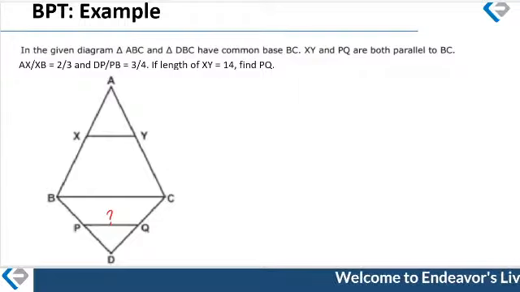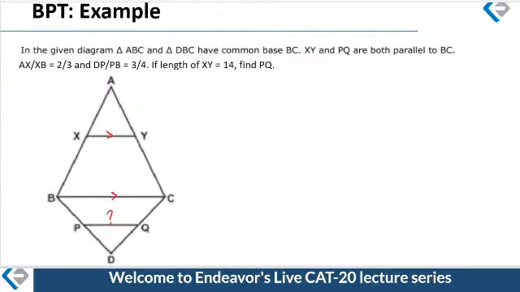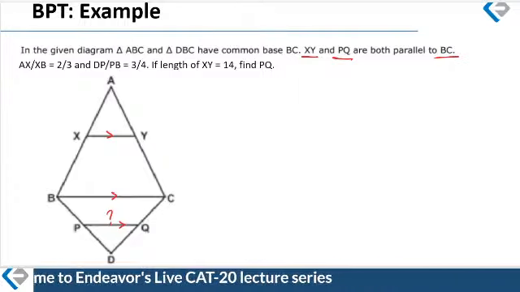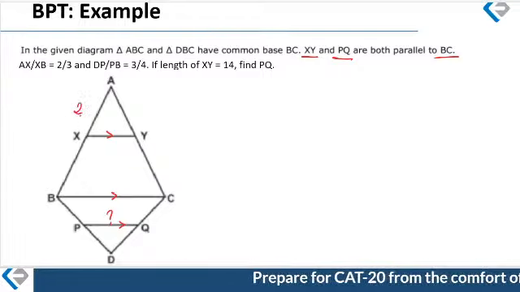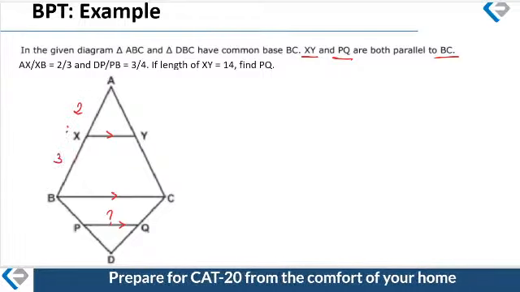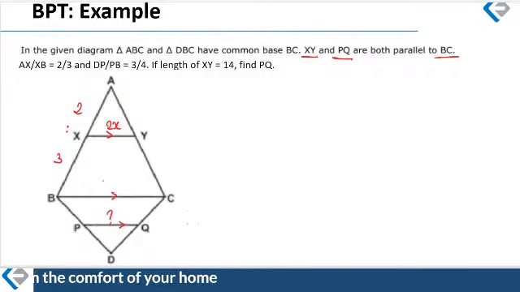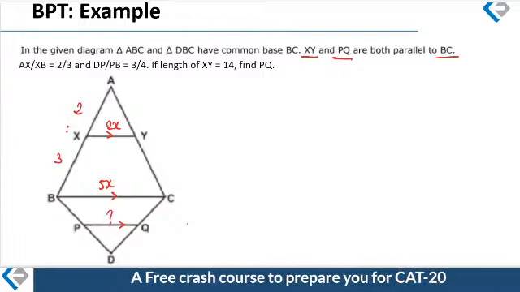Let's start with the information. The lines are parallel. Firstly, he's saying that these three lines are parallel. He said that XY and PQ are both parallel to BC. Now, what is given to me? AX and XB are in the ratio 2:3. Good. If this length is 2x, then this particular length is going to be 5x. How, friends? Because of the basic proportionality theorem applied in triangle ABC.